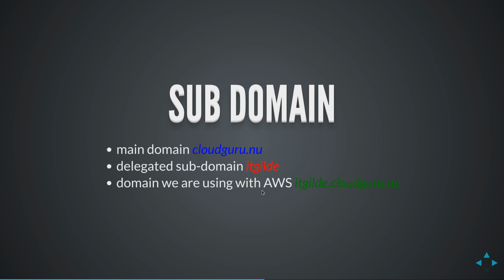Our main domain that we're going to use is cloudguru.nu, and from that main domain we have a delegated subdomain, ITGilde, and if we are going to communicate with our web service, then we're going to use the AWS ITGilde.cloudguru.nu.